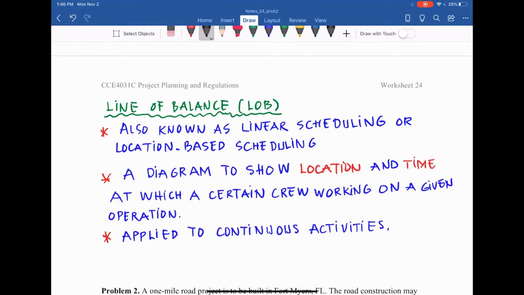And this line of balance scheduling method applies to continuous activities, just like when you build or schedule an irrigation system, canal works, railroad, road, etc. So it's for continuous activity, for linear work or a high-rise building. Because it's linear, that's why it's called linear scheduling. So line of balance is also called linear scheduling or location-based scheduling.